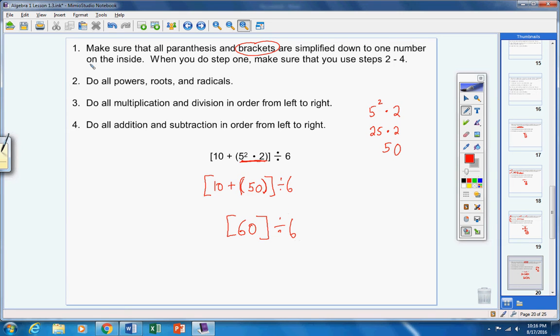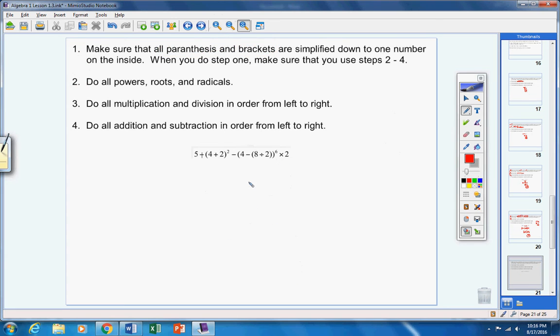Now, step 1 is finished. All of my parentheses and all of my brackets have one number on the inside. Next, do all of your exponents. I don't see any. Next, do all multiplication and division. Well, I've got division. 60 divided by 6, which is 10, and we're finished. Okay, guys, just step 1, step 2, step 3, so just do your steps. Okay, here's a more complex one.